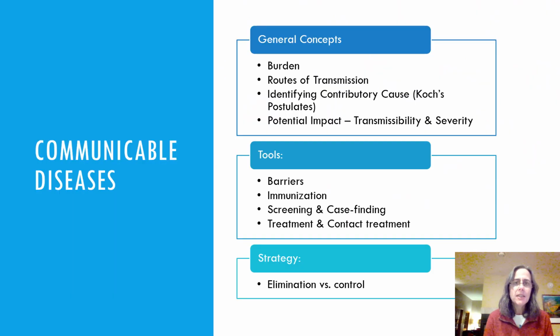So for communicable diseases, we're going to first talk about some general concepts, including the burden, routes of transmission, how we figure out what's causing them, and their potential impact. Then we're going to go into the public health tools that we have to control or eradicate or otherwise deal with communicable diseases, and then talk about our different strategy options, which are basically elimination or just control.